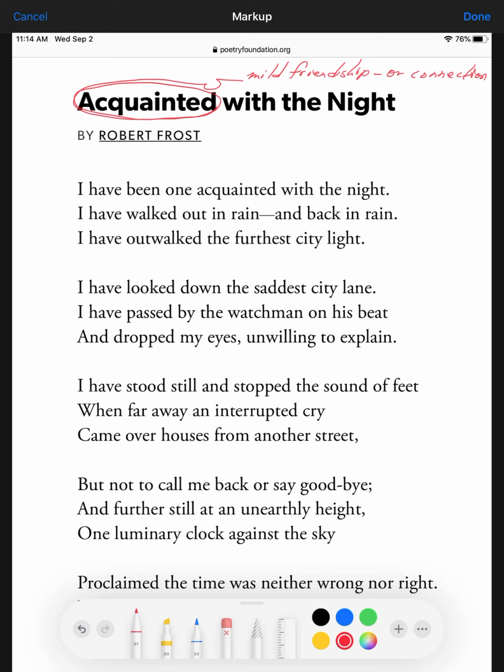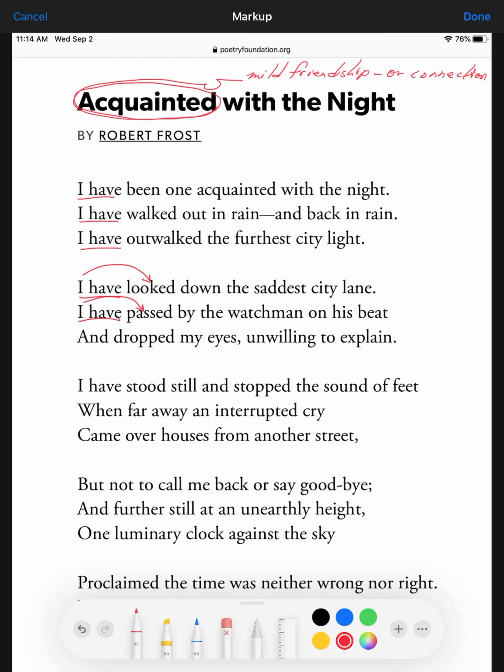And so that contradiction between connection and no connection is something that we should look at in the poem. And I think maybe we'll get there a little bit to begin with. But one thing that stood out to me as I was reading this poem was all the "I haves," right? It doesn't say, "I looked down the saddest city lane. I passed by the watchman." It says, "I have." It doesn't say "I walked."